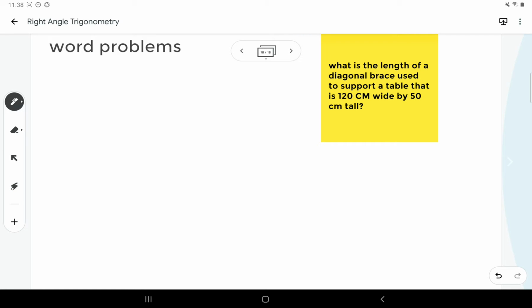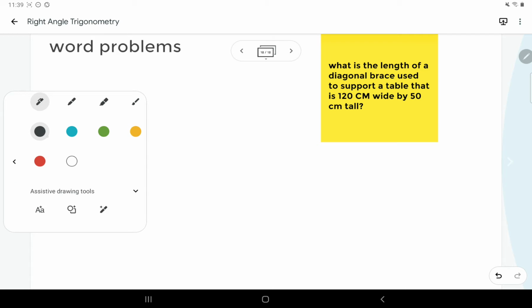What is the length of a diagonal brace used to support a table that is 120 centimeters wide by 50 centimeters tall? Now, nowhere in there did we say the word triangle. So it's not really immediately obvious what we're supposed to do here and how does it relate to trigonometry. So the best first step that you can take is to just draw out the problem.